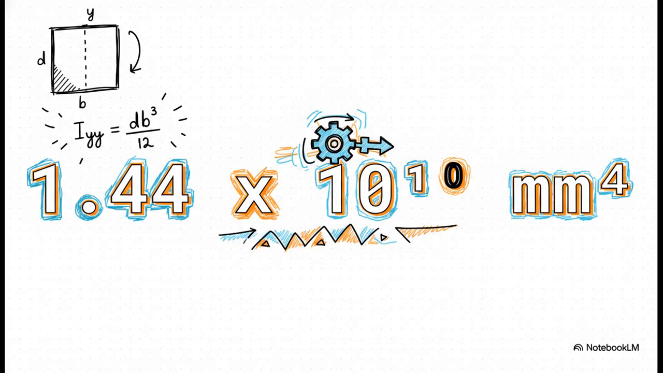First things first, we need the centroidal moment of inertia about the vertical axis, IYY. Remember our rule from before? The formula is DB cubed over 12. This is a standard formula. And when we apply our assumed values, we get a calculated result of 1.44 times 10 to the power of 10 in millimeters to the fourth.